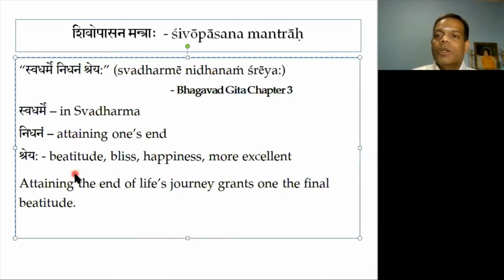Okay, so he's saying, don't worry about other dharmas, the paradharmas, the dharma which does not belong to you. But Krishna also tells Arjuna, you are a Kshatriya, so you have to do your bodily dharma also. And doing that, when you end your life, that is the most exalted thing to do. So that's what he's saying. So attaining the end of one's life journey grants one final beatitude. Because Shreyaha is also called the final, Nishreyaha means final beatitude. You come to rest in that exalted state. Okay, Nishreya is another meaning. So Nidhanam Shreya means, if you do your Swadharma.